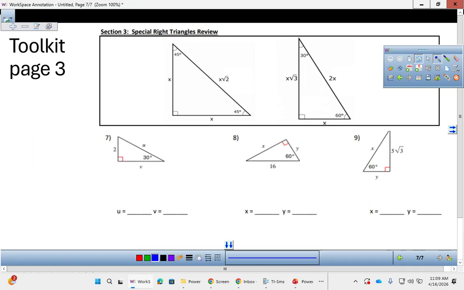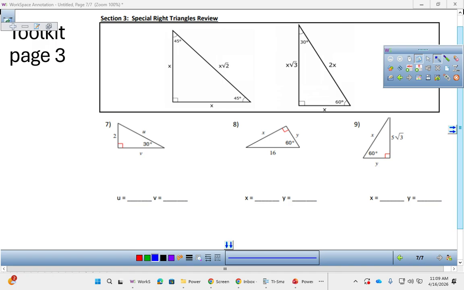30, 60, 90. You'll know it's a 30, 60, 90 if you have a 90-degree angle and a 30-degree angle, or a 90-degree angle and a 60-degree angle. Right? You might not see them all, but if you have 2 of the 3, then you can figure out what the other one is. So if I have a 90 here and a 30 here, by default that's 60. If I have a 90 here and a 60 here, by default, that's 30.